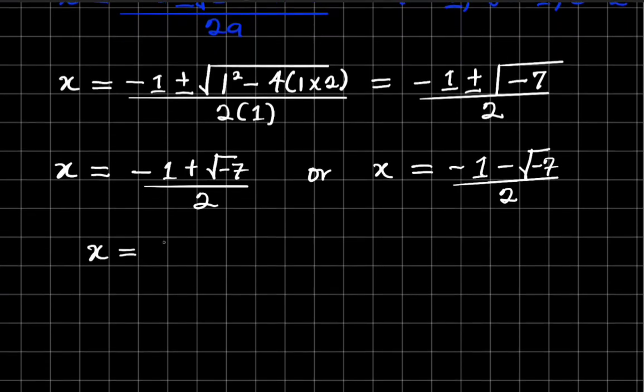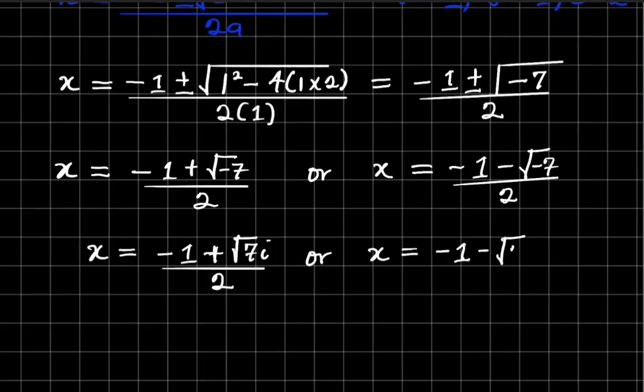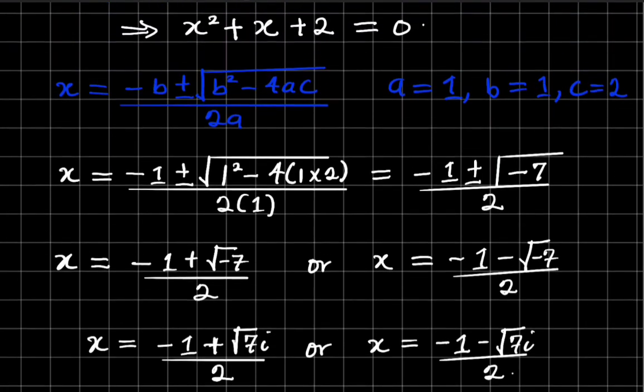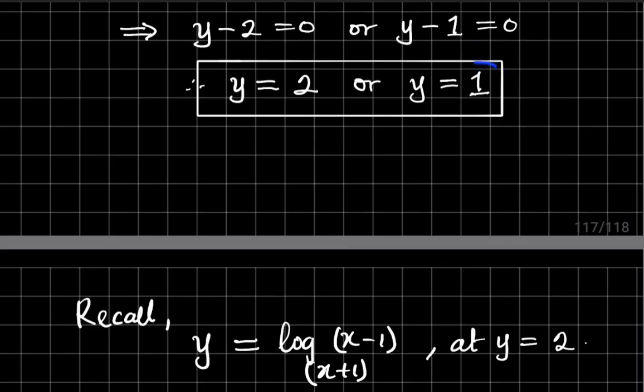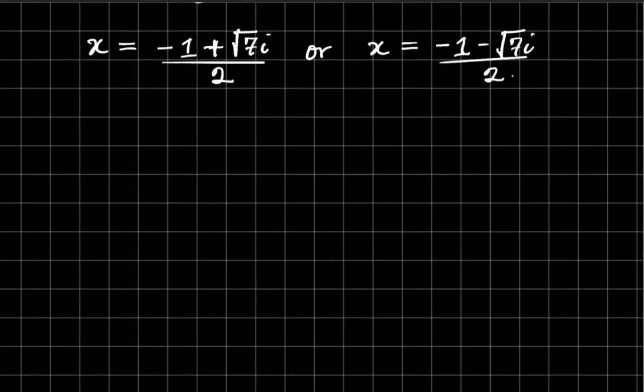That will be, of course, root 7i, where i is the square root of negative 1, over 2, or x will be negative 1 minus root 7i, everything over 2. Okay, now if this is the first set of values of x, also consider when y is equal to 1. So when y is equal to 1, we shall have that as well.